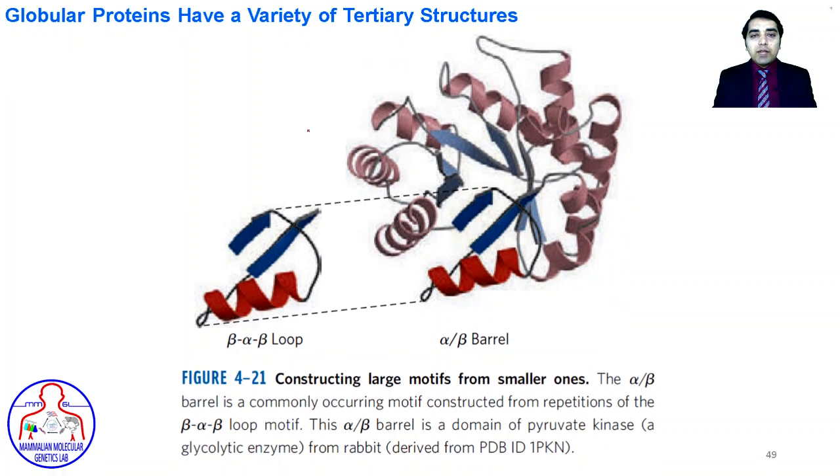Globular proteins have a variety of tertiary structures. We can see here this is the alpha helix and this is the beta sheet and this is the beta sheet. These alpha helices and beta sheets are making the barrel here. You can see here these beta sheets are making the barrel, and some alpha helices are also facilitating the formation of the barrel. This is called the alpha beta barrel.